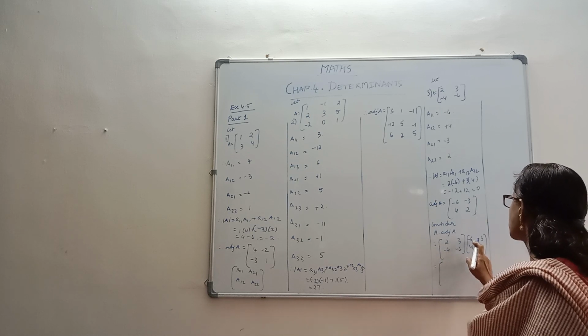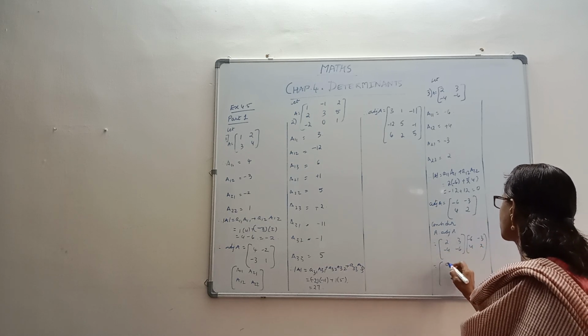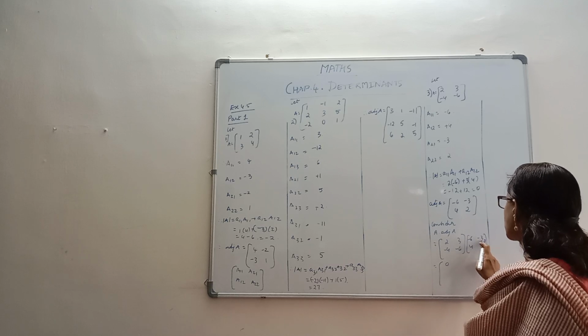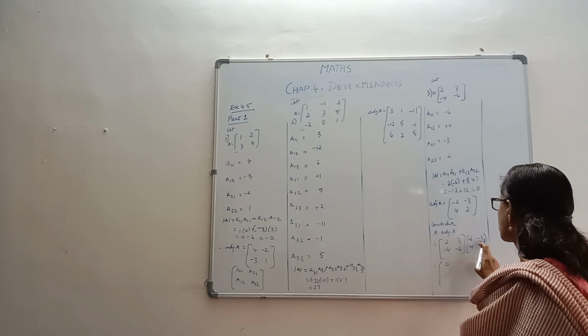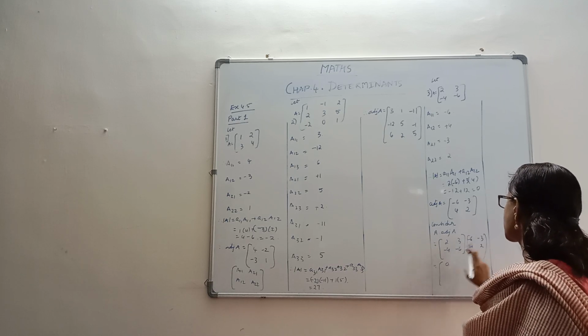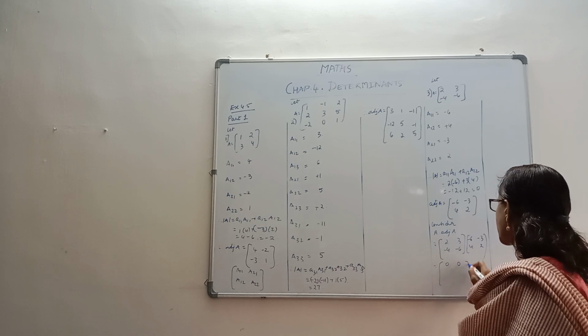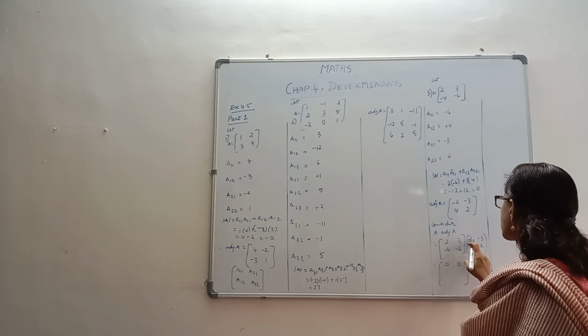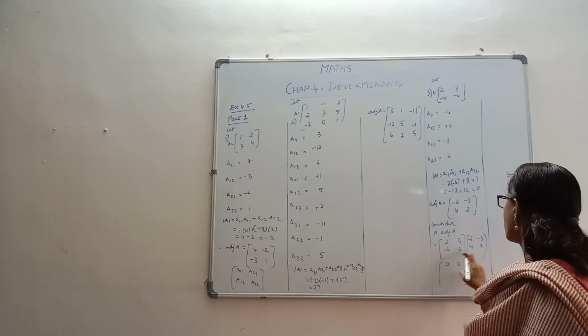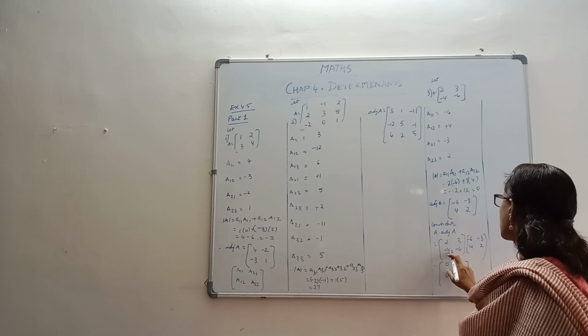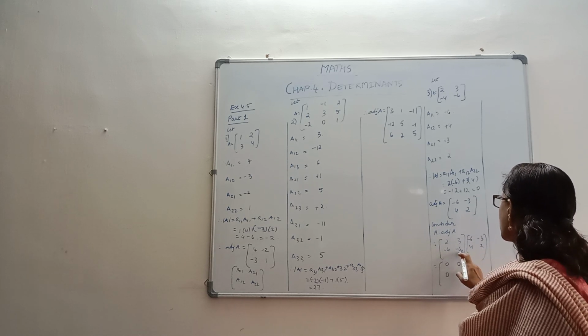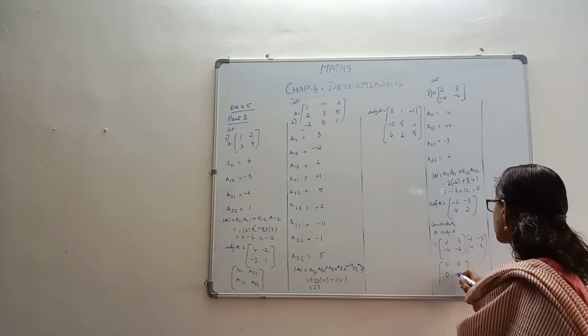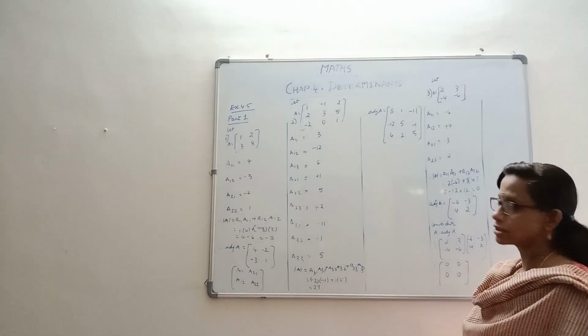Let's find out how much is it coming. 2 into minus 6 is minus 12 plus 12, 0. Then 2 into minus 3, minus 6 plus 6, 0 again. Minus 4 into minus 6, 24, minus 24, 0. Minus 4 into minus 3, 12, minus 12, that is also 0. So you're getting it as a 0 matrix.